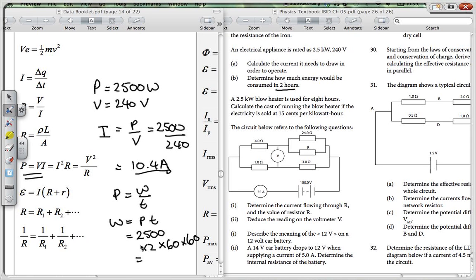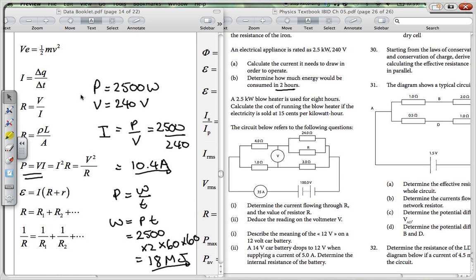So it's 2,500 times by 2 times by 60 times by 60, and I get 18 million. So I could write that as 18 megajoules. That would be the amount of energy there.